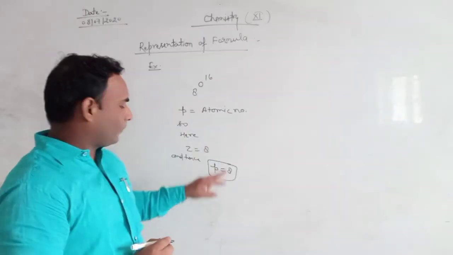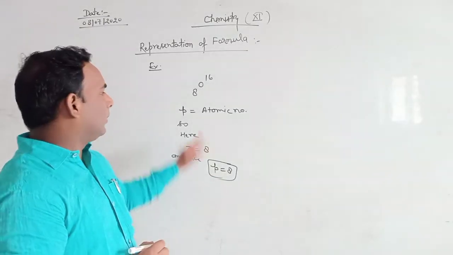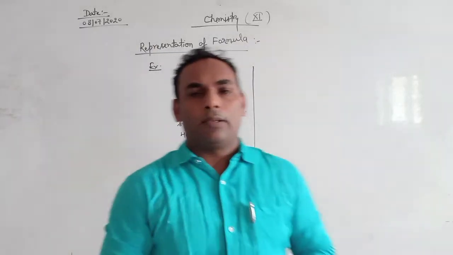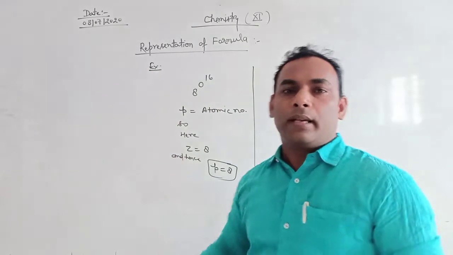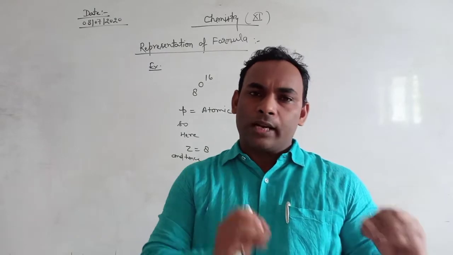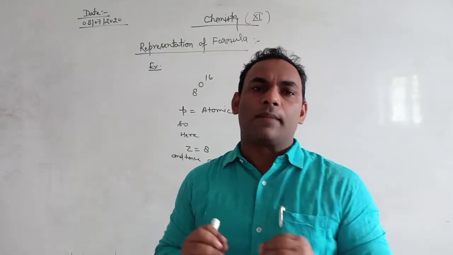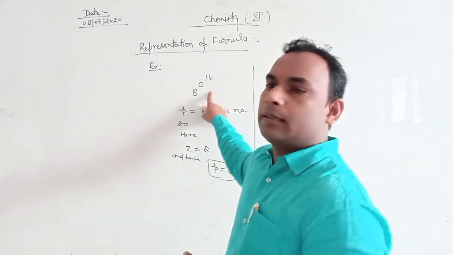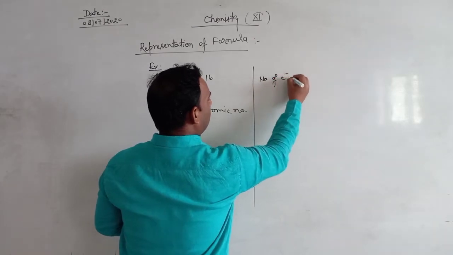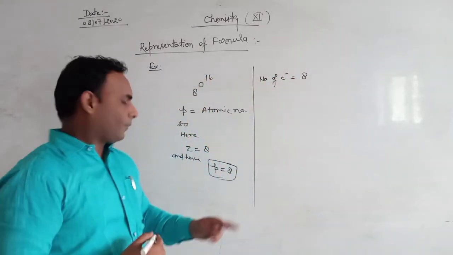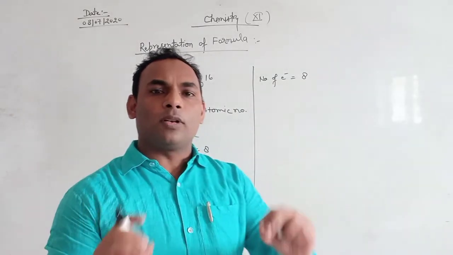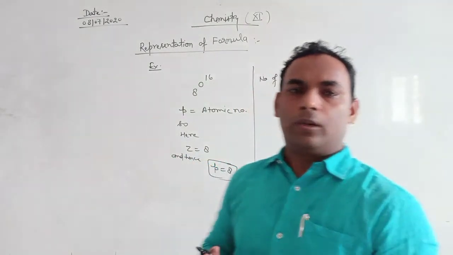In the oxygen atom there are 8 protons because its atomic number is 8. As we know, this atom is a neutral atom. So in any neutral atom, the total number of protons will be equal to the total number of electrons, and hence oxygen has 8 electrons. The number of protons and number of electrons in any neutral atom are the same. Okay.